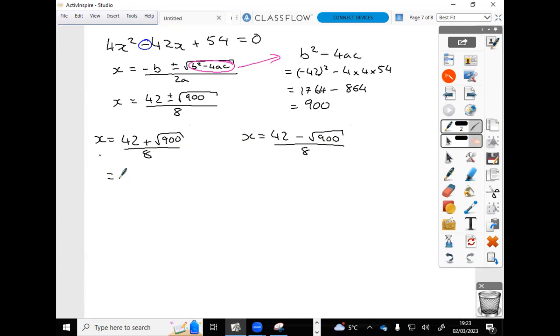Putting that on your calculator, you're getting an answer of 9, and you're getting an answer of 3 over 2. So you're getting 2 positive answers here. Now, we need to indicate which one of these is correct.